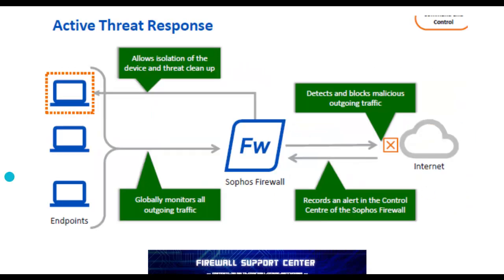Active Threat Response monitors global outgoing traffic. It blocks outgoing network traffic attempting to reach malicious servers. This prevents remote access Trojans from reporting back to their malicious servers.